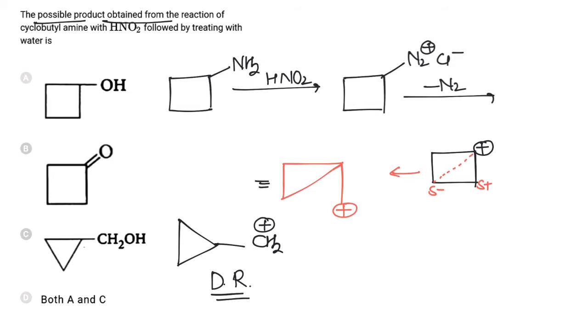Now product may be formed from these two molecules, so major product will be similar to this if OH is attached at this carbon, and if OH is attached at this carbon, then we will get these two products, and hence correct answer is D. Both A and C are formed in the reaction.